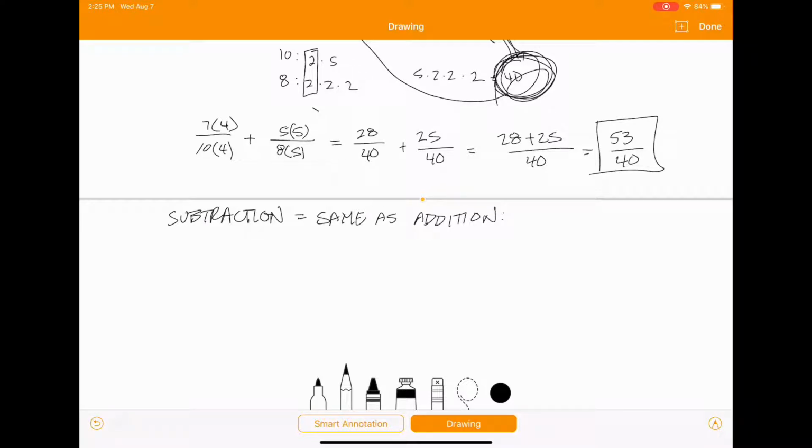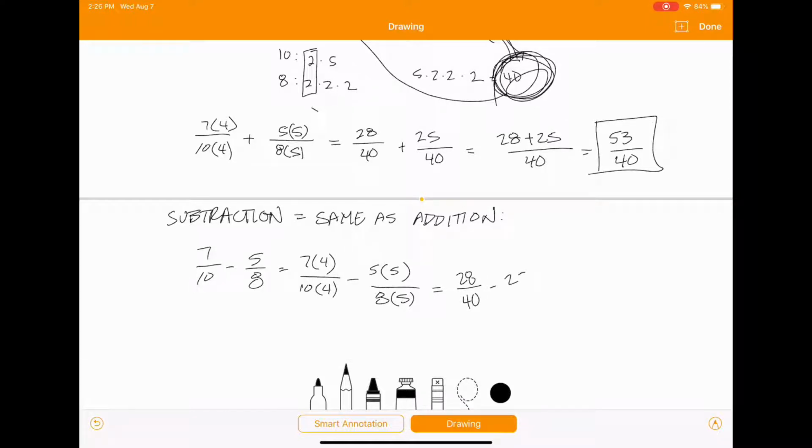So if we had 7/10 minus 5/8, again, you would do 7 times 4 all over 10 times 4 minus 5 times 5 all over 8 times 5, which is going to be 28 over 40 minus 25 over 40, which is 3 over 40. All right, so again, find your common denominator, and then you can go ahead and just subtract those tops and place it over your common denominator.